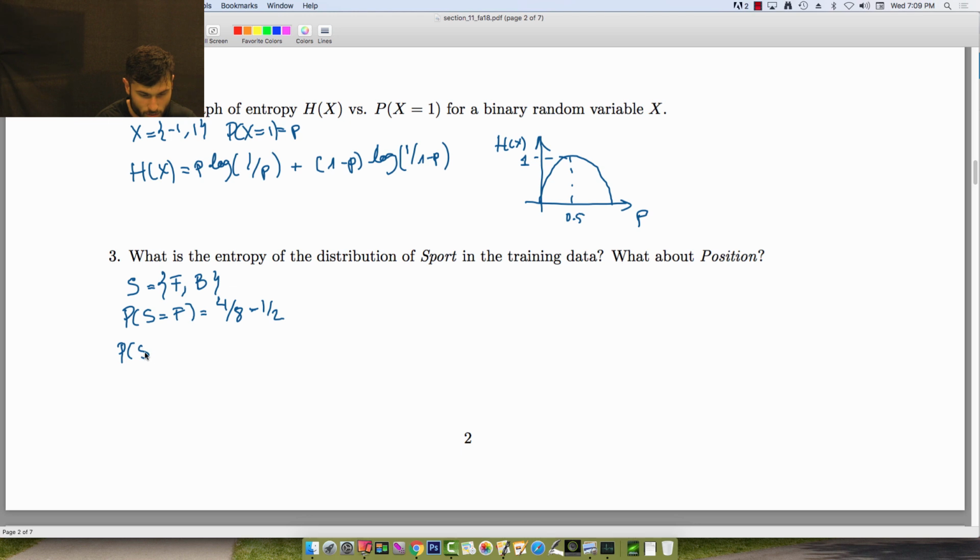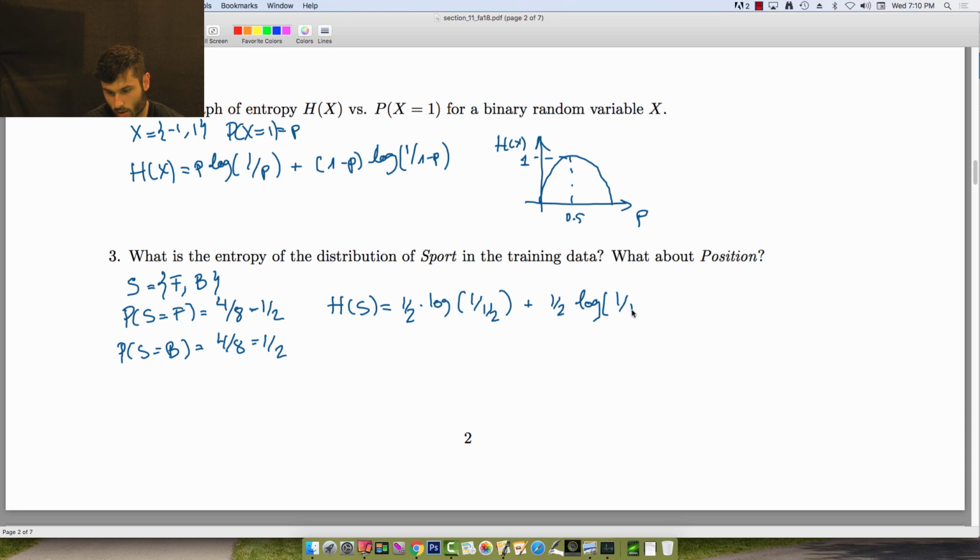And then the probability of the sport being equal to basketball, we do the same. We have four examples of being basketball out of 8, and this is again 1/2. So we now compute the entropy of sport, and this will be 1/2 times log of 1 divided by 1 over 2 plus 1/2 of log of 1 divided by 1 over 2, and this is equal to 1.